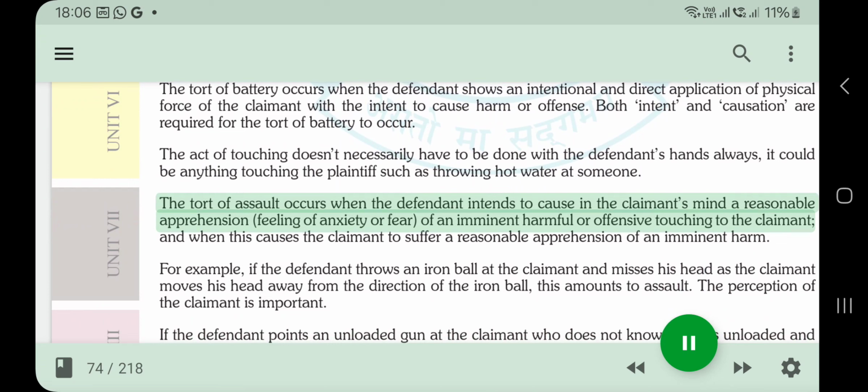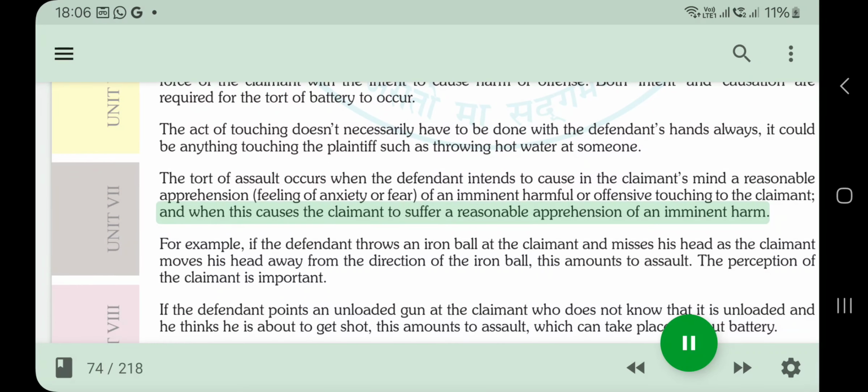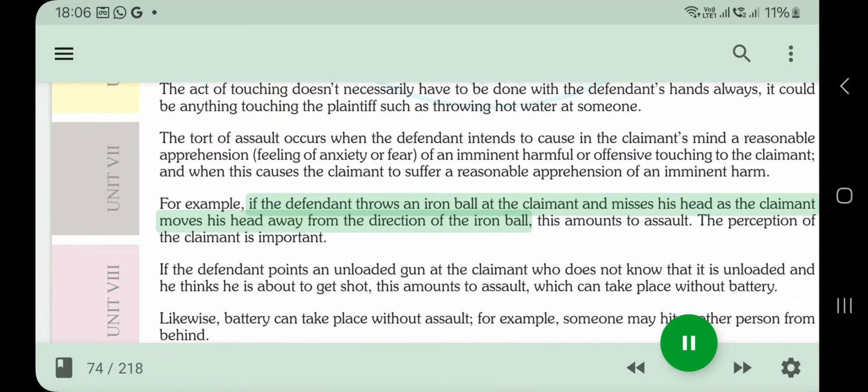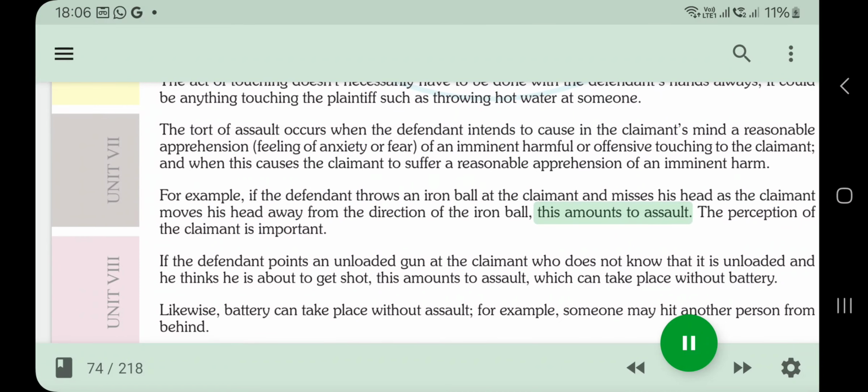The tort of assault occurs when the defendant intends to cause in the claimant's mind a reasonable apprehension, feeling of anxiety or fear, of an imminent harmful or offensive touching to the claimant. And when this causes the claimant to suffer a reasonable apprehension of an imminent harm. For example, if the defendant throws an iron ball at the claimant and misses his head as the claimant moves his head away from the direction of the iron ball, this amounts to assault.